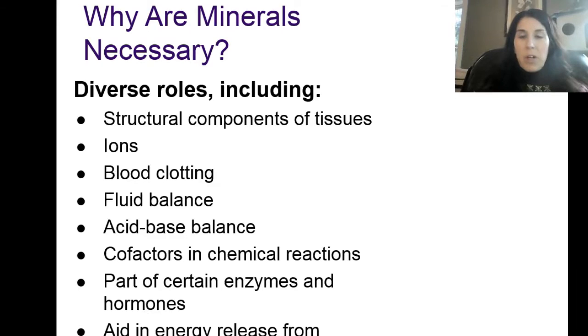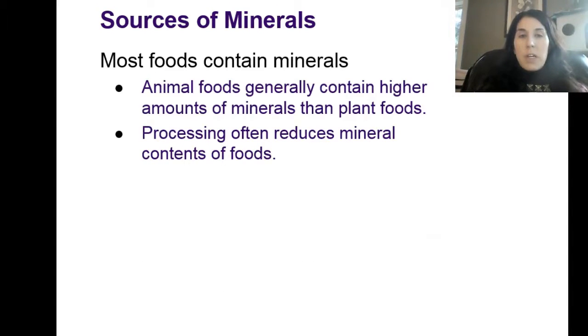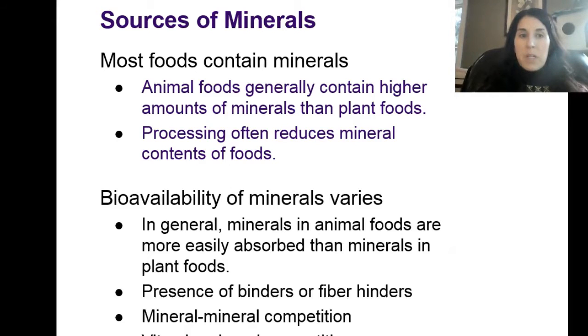Why are they necessary? Well, there's a number of reasons. I won't read them all, but they range anywhere from being a structural component in your tissue, blood clotting, acid-base balance, enzymes, hormones. There's a number of reasons we need minerals and they're necessary. Sources, kind of like protein, animal food sources are generally higher in minerals than the plant sources or plant foods. Processing often reduces mineral contents of a lot of foods.